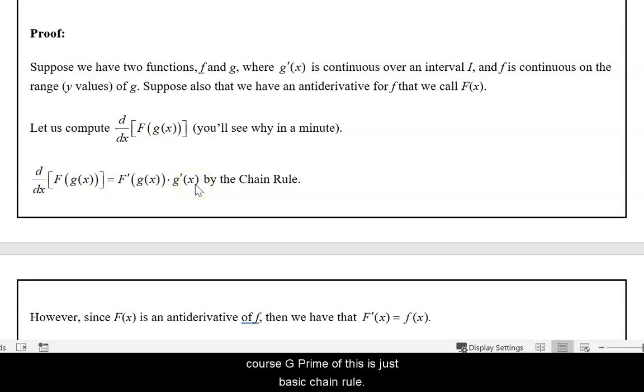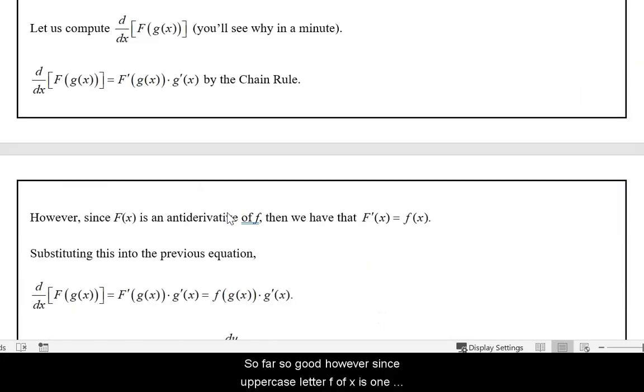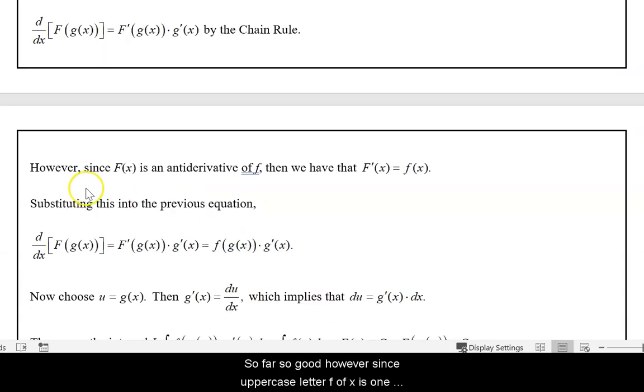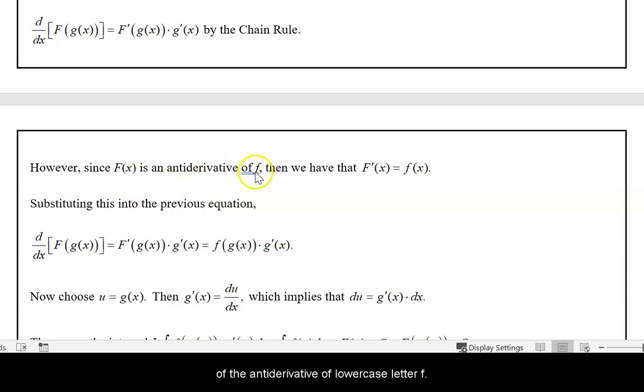This is just basic chain rule. So far, so good. However, since uppercase F of x is one of the antiderivatives of lowercase f, then we know that the derivative of the antiderivative must be the original function. In other words, if you take the derivative of an antiderivative, you've gone in a complete circle and ended up back where you started, which is the original function, lowercase f of x.